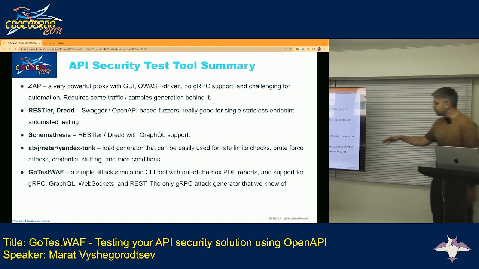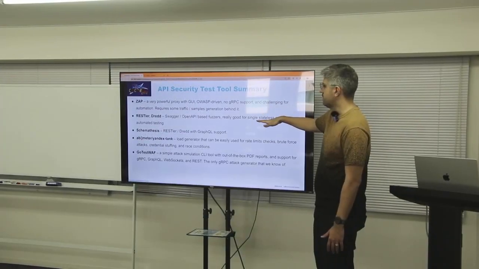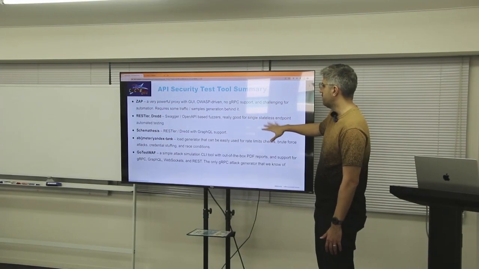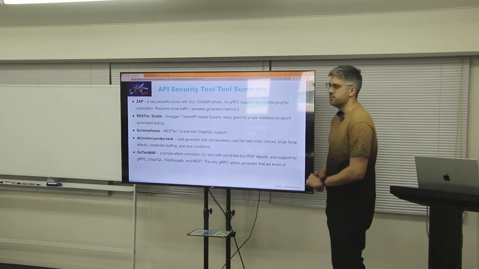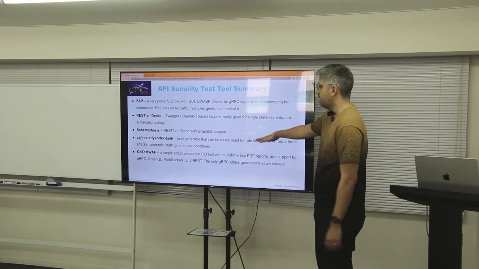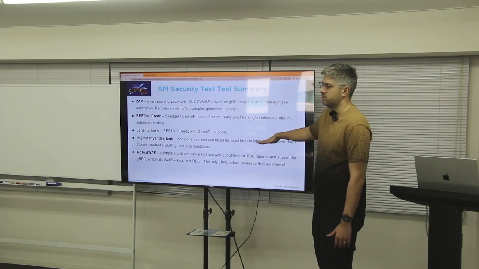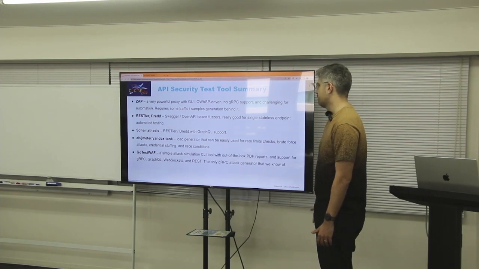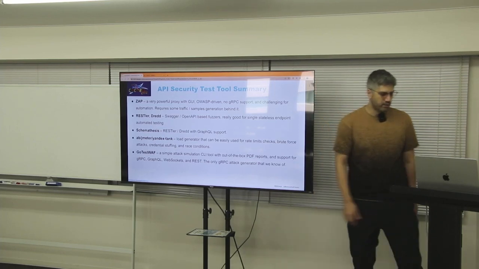let me go through the tools, right? The app has a GUI, but doesn't support gRPC. There are Restler and Dredd. Those are good fuzzers, but specifically for API. And AB, JMeter, Yandex Tank are load generating tools, so we can, for example, do a DDoS simulation kind of thing. And GoTestWAF is just a CLI tool written in Go.